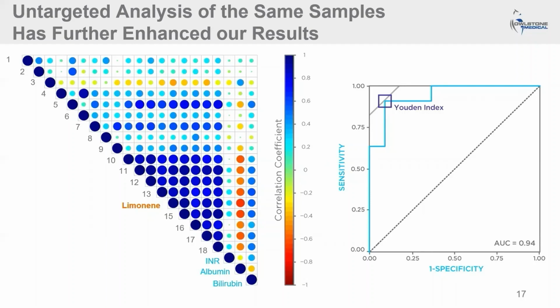We also identified the top 5 VOC classifiers that were also not collinear with one another, one of which was limonene, and constructed the ROC curve shown to the right. Compared to limonene alone, which I showed earlier in this presentation, this panel of 5 VOCs increased the area under the curve from 0.78 to 0.94. Sensitivity increased from 73% to about 90%, and specificity increased from 78% to about 92%, indicating a high diagnostic accuracy for discriminating liver cirrhosis.